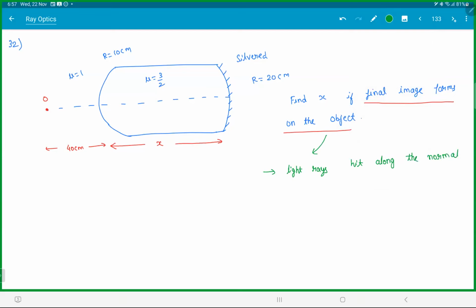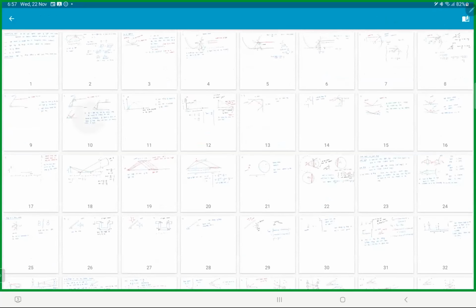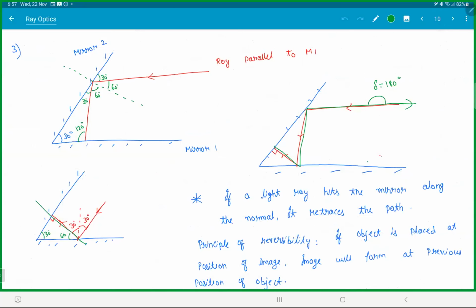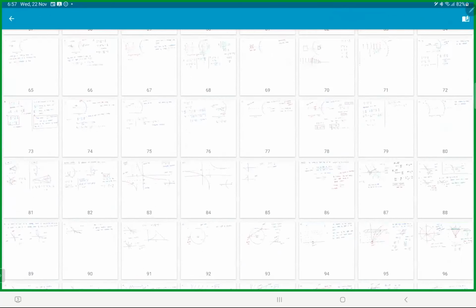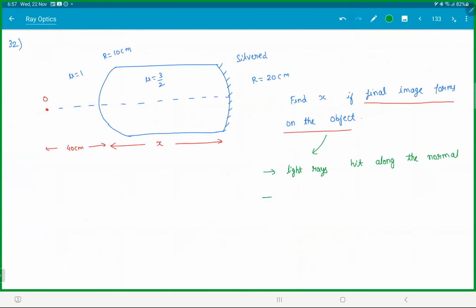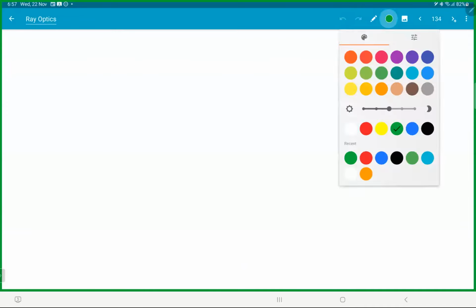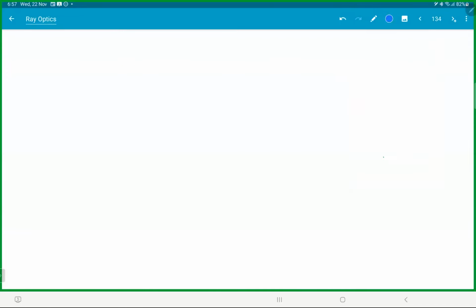That is one possibility. Remember the principle of reversibility? We did this question in the beginning. If the light ray hits the mirror along the perpendicular, it will retrace the path. So if the mirror thinks the object is at the center, then the light rays will go back the same way they came. That is one. There is also a second reason. We will see what that is. First, let's see the first part.